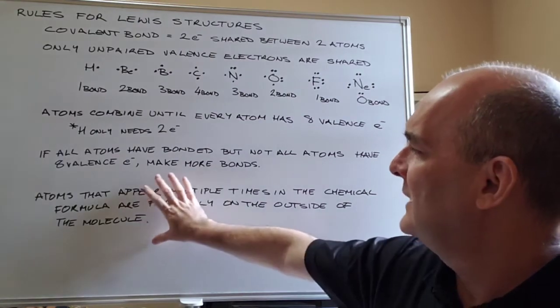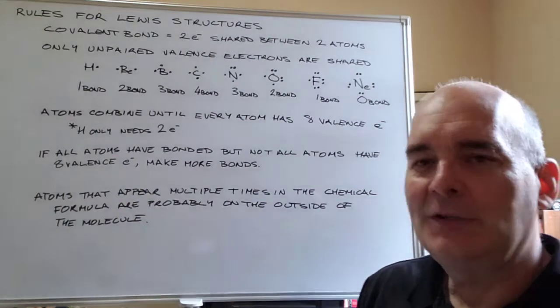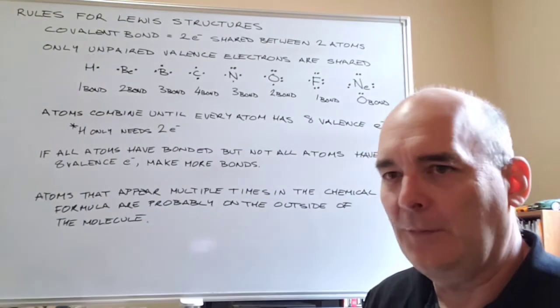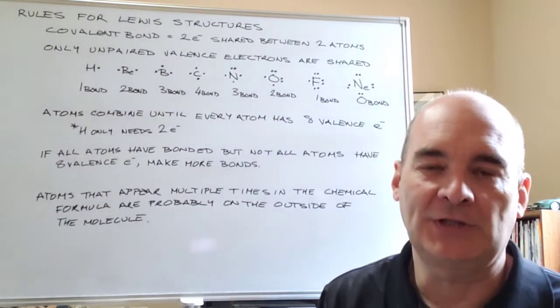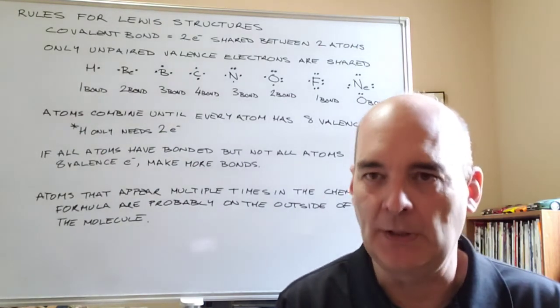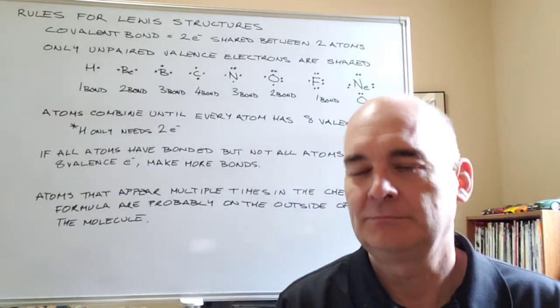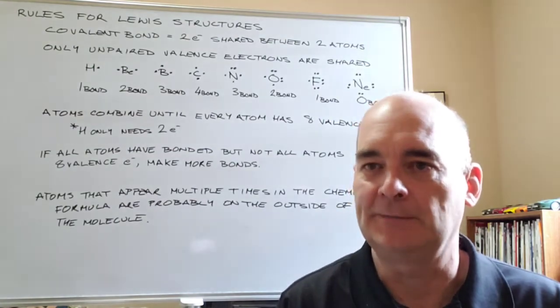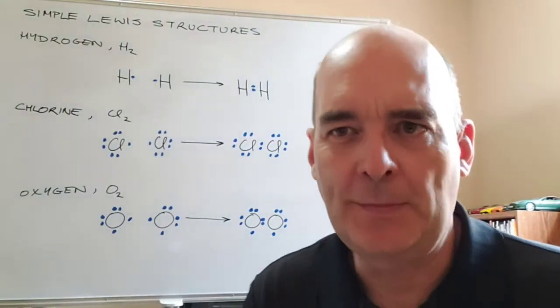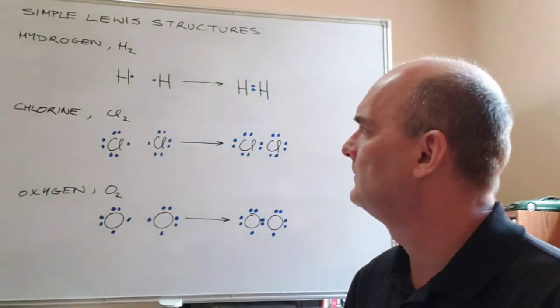And then this one's less of a rule, but more of a suggestion. If atoms appear multiple times in a chemical formula, they're probably on the outside of the structure. Atoms that appear just a single time in the chemical structure are likely to appear in the center. Let's look at some simple Lewis structures then.